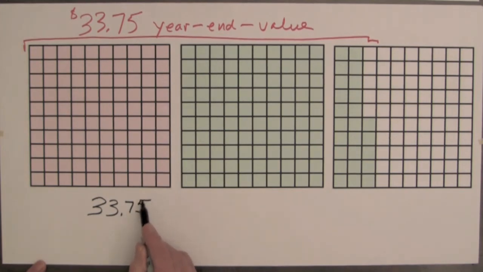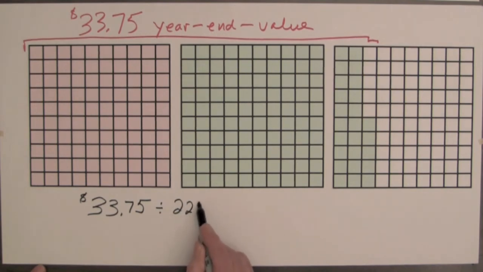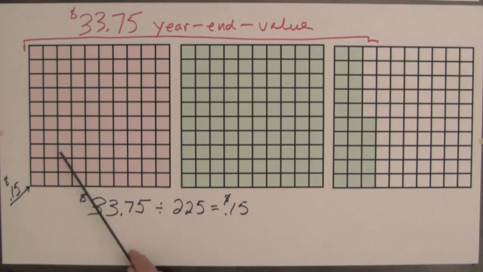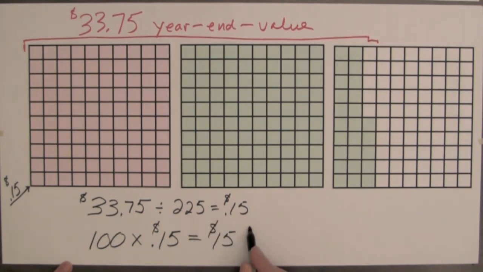So we find the value of one small square by dividing $33.75 divided by 225 equals 15/100ths of a dollar, or 15 cents. And we label one small square as 15/100ths of a dollar. The original price of the stock is now easy to find. We multiply 100 times 15/100ths of a dollar, and this equals $15 per share.